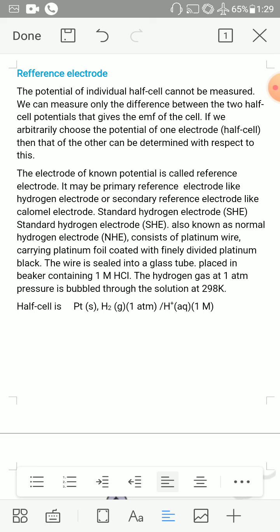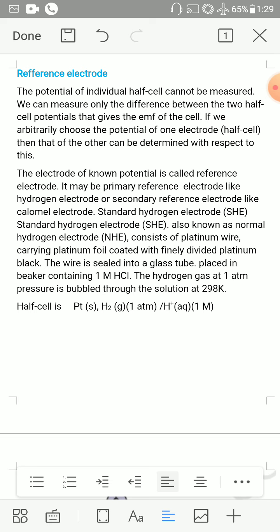So you can't directly measure the electrode potential of any half cell. You have to measure the electrode potential of a particular electrode with respect to another electrode, which is called a reference electrode. The electrode of known potential is called a reference electrode. It may be a primary reference electrode like the hydrogen electrode, or a secondary reference electrode like the calomel electrode.